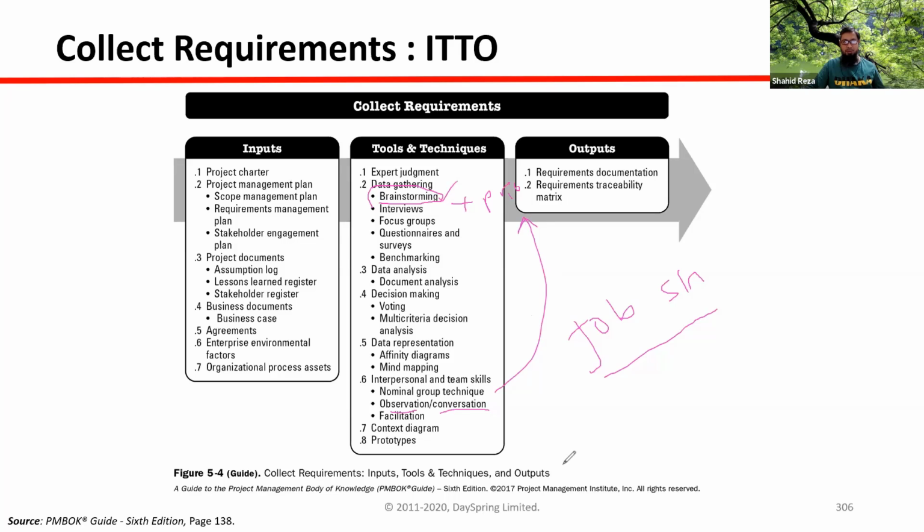Okay, next two tools. Seven is context diagram. I will discuss this in later slides because there is a diagram in that slide. We can easily understand what a context diagram is from that slide. Okay, so I will discuss it later in the slides. Let me discuss prototype.